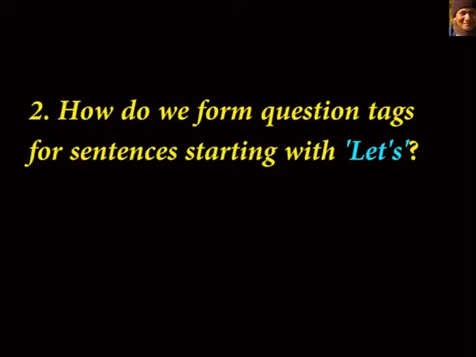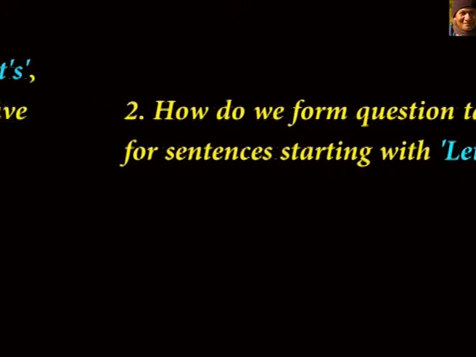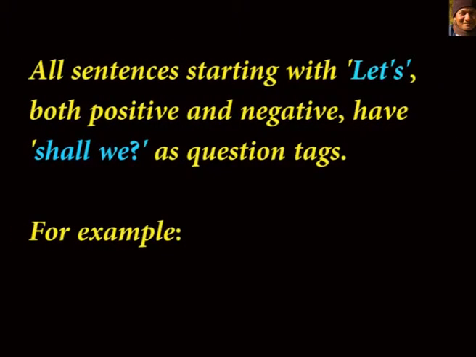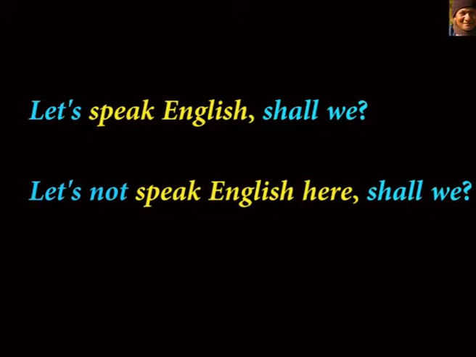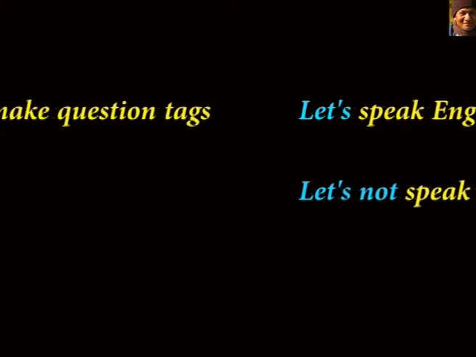Number 2. How do we form question tags for sentences starting with let's? All sentences starting with let's, both positive and negative, have shall we as question tags. For example, let's speak English, shall we? Let's not speak English here, shall we?